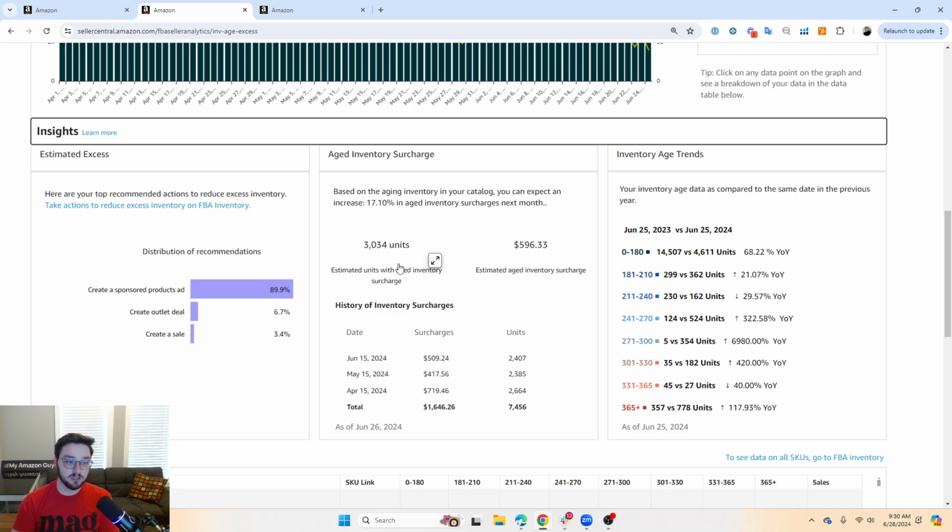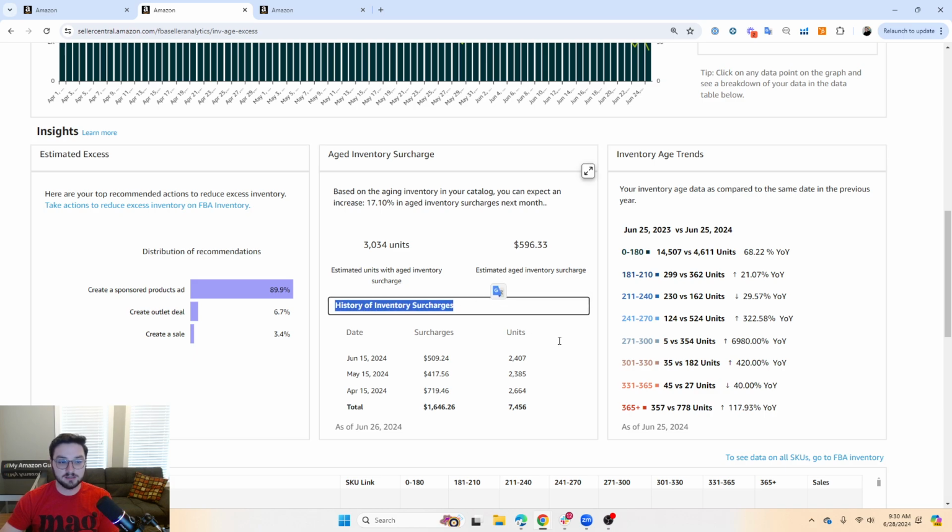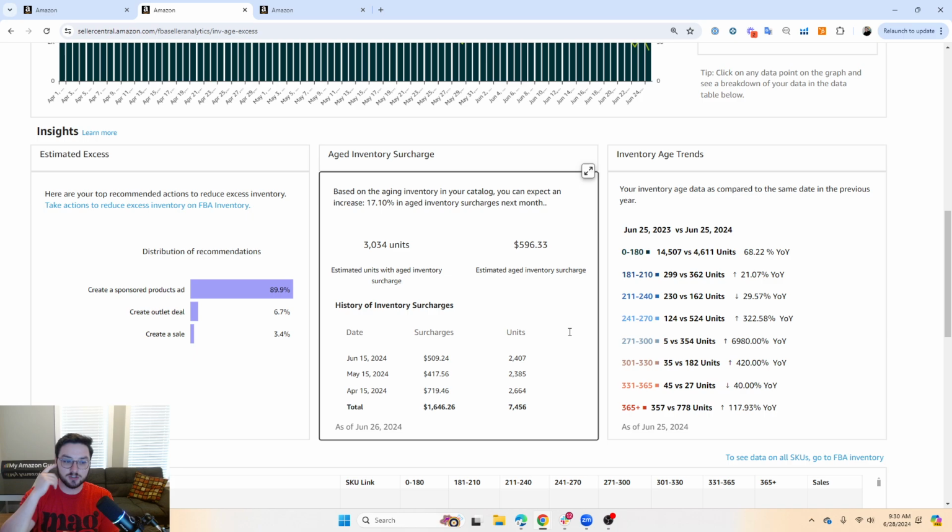And then as well, they have the history on a month-to-month basis of those inventory surcharges. So we can see exactly, are we going up? Are we going down? Are we being charged more or less? As you can tell, we are going down, and then we're back up again.